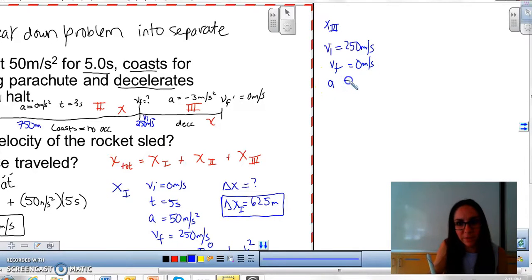I have an acceleration of -3 meters per second squared. And then that's all I have, and I have to find delta x. I'll put a 3, and the 3 just means I'm talking about this section right here.